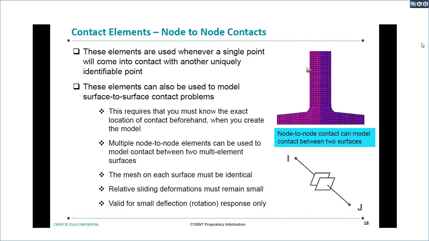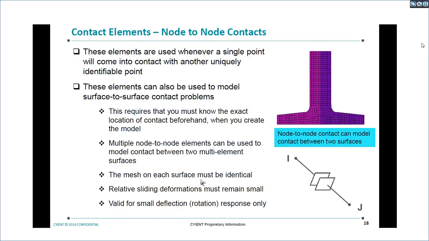If you make multiple node-to-node contacts, then this will become surface to surface. Like we have taken one surface, we have taken another surface, but multiple node-to-node can be used as a surface to surface contact. So this requires that you must know the exact location of contact beforehand when you create the model. It is very important for us to understand. We should know the exact location of the contact before we do the analysis. Multiple node-to-node elements can be used to model surface contact with two multi-element surfaces.